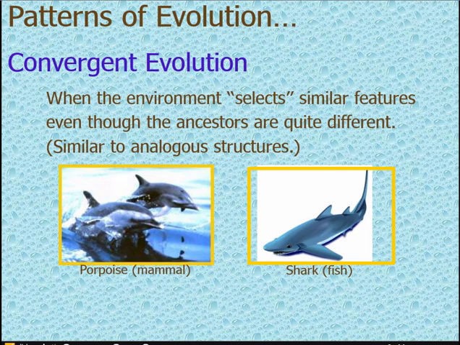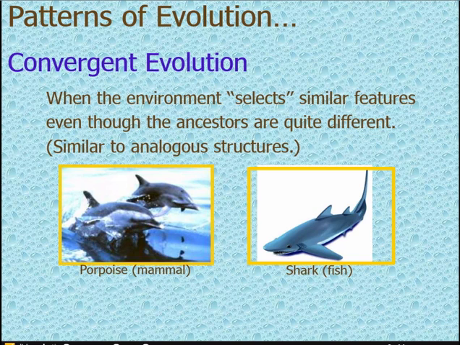Okay, there's a few patterns of evolution that we want to mention. The first one's called convergent evolution. This is somewhat of a tricky one. This is when the environment selects similar features, even though the ancestors themselves are quite different. So we mentioned earlier the porpoise or the dolphin and the shark, and we said they're not closely related, even though they look a lot alike.